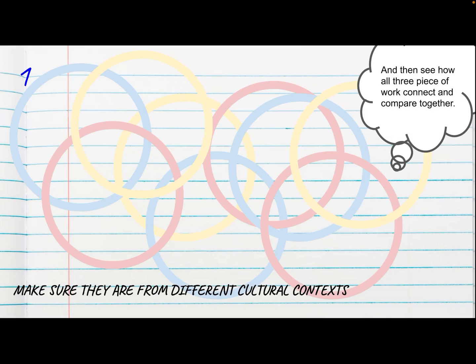Your first piece of advice is to make sure that they're all from different cultural contexts. So see how these three works connect and compare together. Remember, they could connect in really interesting and exciting ways. They could have surprising coincidences, but also there could be some really obvious ones, so you don't necessarily need to make it too hard for yourself. But ensure it's from different cultural context.